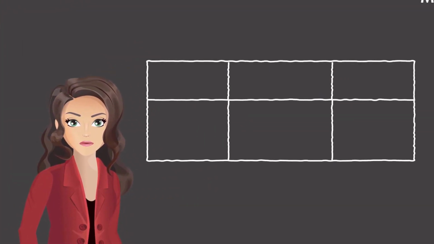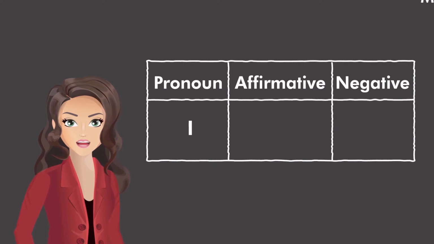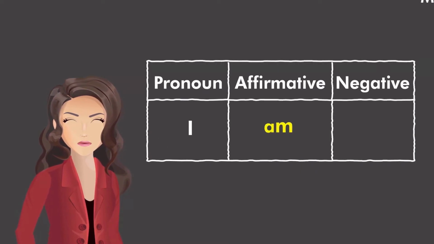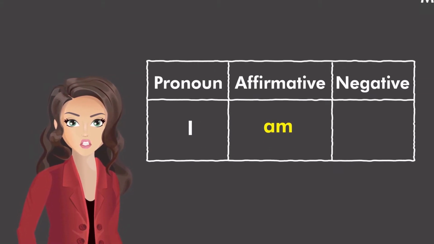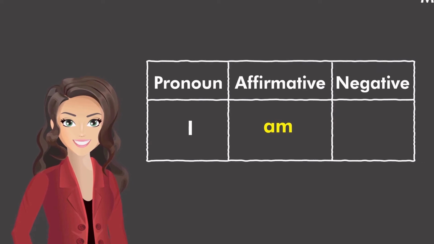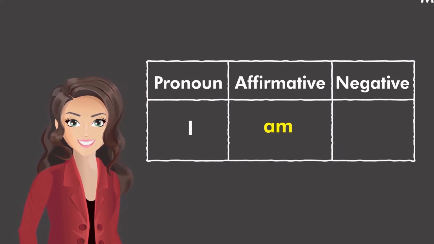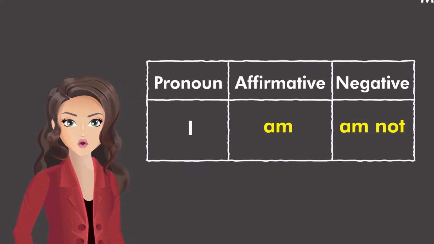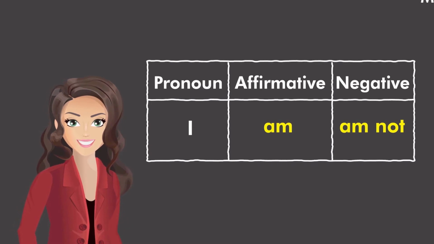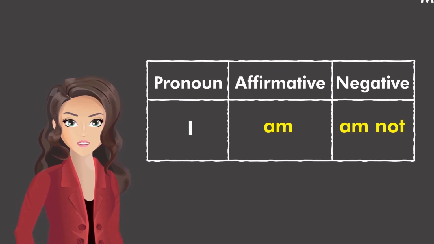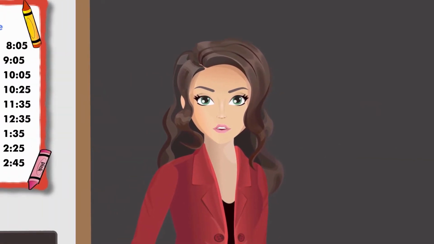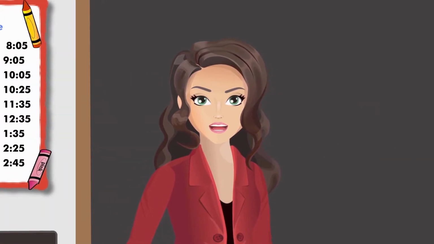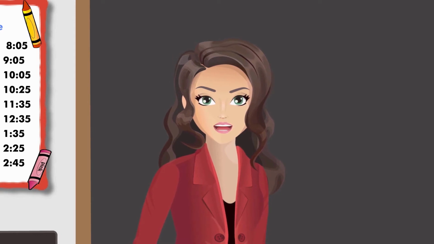Let's start with pronoun I. Repeat after me. You would say, I am. I can't hear you. Louder, please. I am. I am not. You are doing so well. Good job. Now let's look at sentences that begin with I am and I am not.